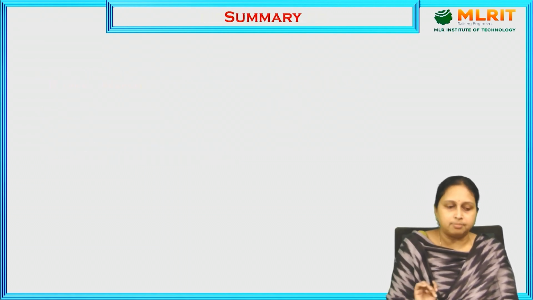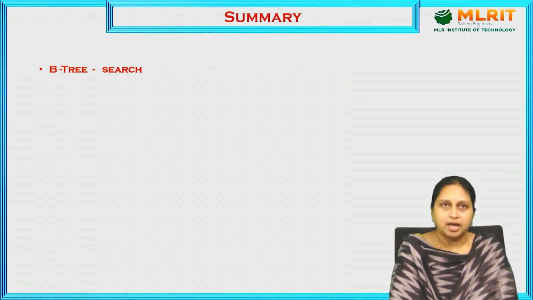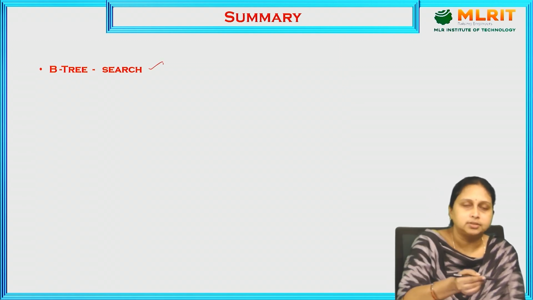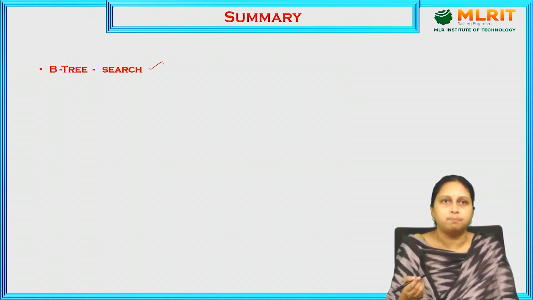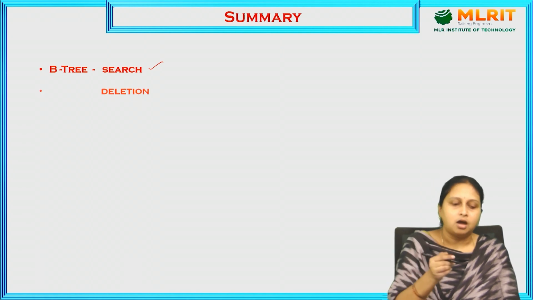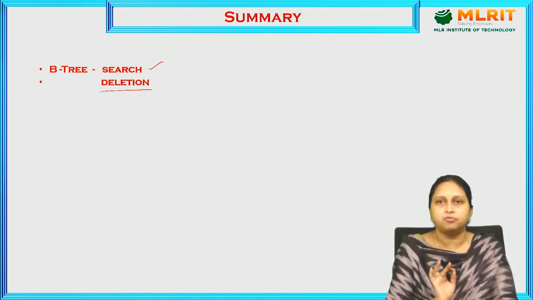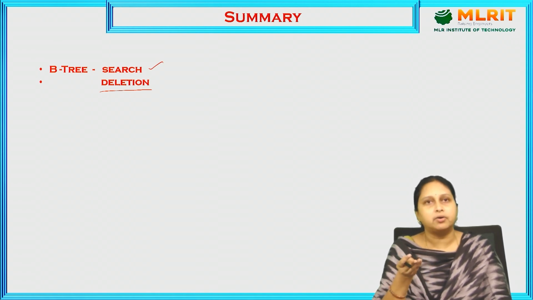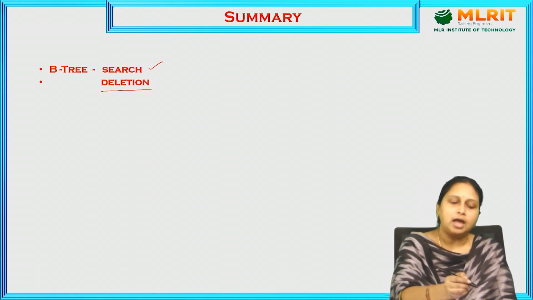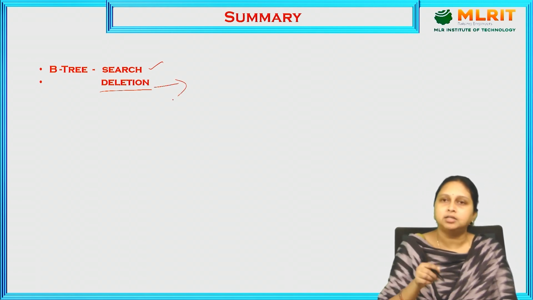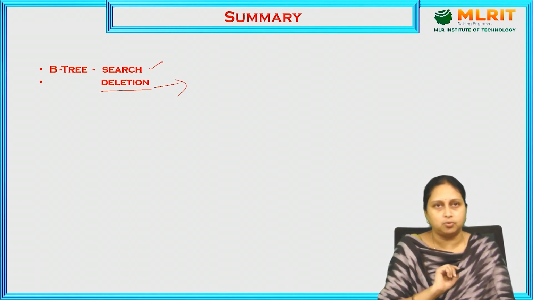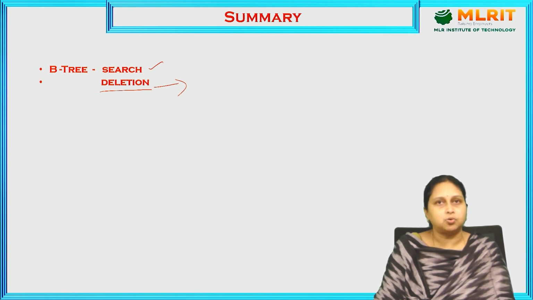And let us see the summary of this session. In this, we have discussed searching, that is how you perform a B-tree search, and how you perform B-tree deletion also. While performing B-tree deletion, we have to check for 2 cases. One is if the target value is a leaf node, what conditions we need to follow. And if the target value is an internal node, what conditions we need to follow, right? I hope you understand this concept. Thank you.